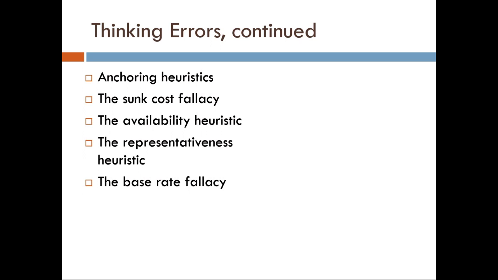So those thinking errors can go together, representativeness and base rate, or they could work independently. But what they do is they cause us to over or underestimate the likelihood of things.